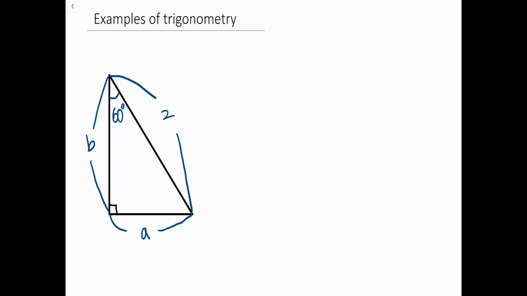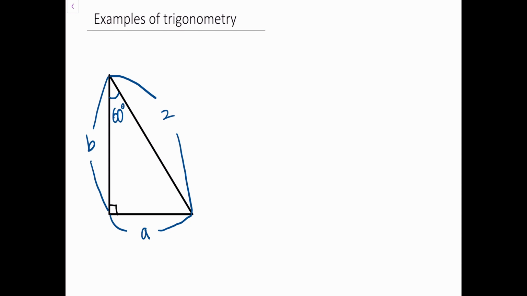Let's look at this right triangle with a side length of 2 and provided angle is 60 degrees. It is important to choose which angle to use for trigonometry calculation and identify where the adjacent side, opposite side, and hypotenuse are with respect to the angle chosen.